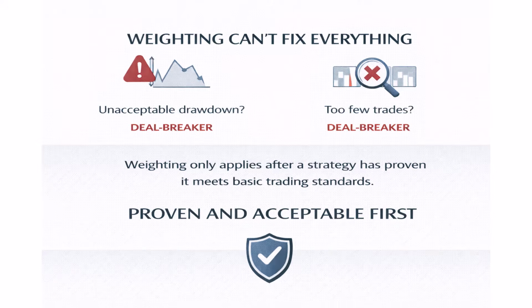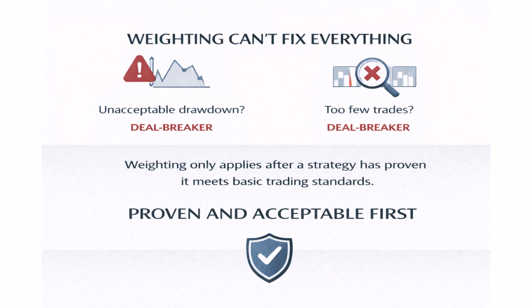One important thing to understand is that weighting does not allow everything to be compensated. Because before any weighting happens, the strategy must pass strict deal breaker rules. If the drawdown is unacceptable, it doesn't matter how profitable the strategy is, or if the sample size is too small, it doesn't matter how smooth the equity curve looks. Weighting is only applied after a strategy has proven its most basic trading standards.